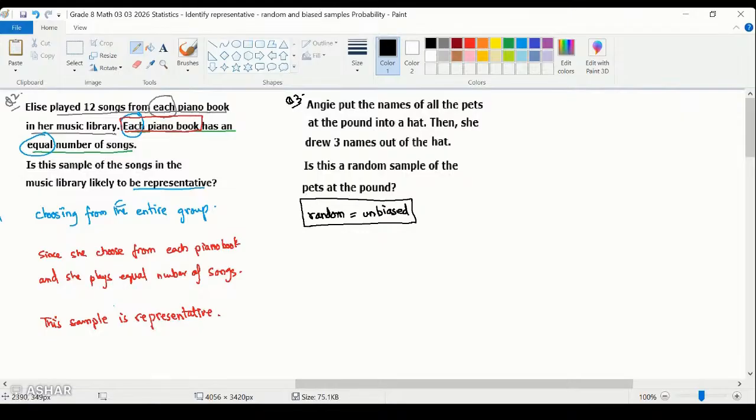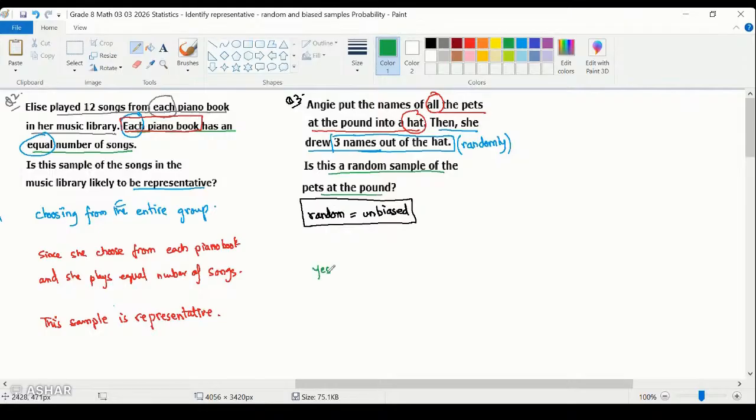So Angie put the names of all the pets. She's writing down the name of all the pets into a hat. Then she picks 3 names out of the hat. That means it is done randomly. Agreed? And the question they're asking is, is this a random sample for the pets?